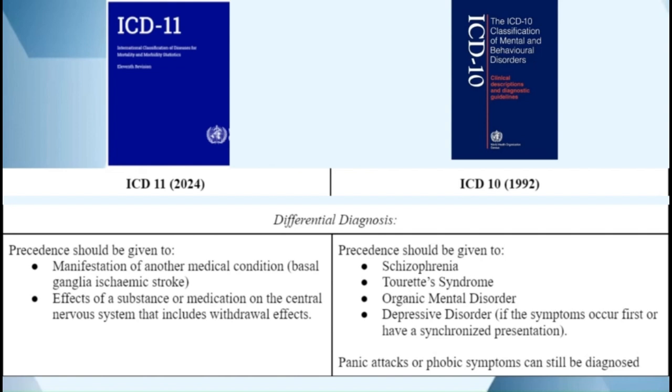In ICD 10, precedence should be given to schizophrenia, Tourette syndrome, organic mental disorder, depressive disorder, and panic attack can be a comorbidity. But if any of these disorders are there and they are in the diagnosable limit, then they should be considered as primary disorders as per the ICD 10 version. In ICD 11, precedence should be given to another medical condition or substance use or withdrawal effects of the substance use. But more interestingly, it is not what has been mentioned but what has not been mentioned. In the ICD 11 version, they have not mentioned depressive disorder, Tourette syndrome or schizophrenia in terms of a differential diagnosis.